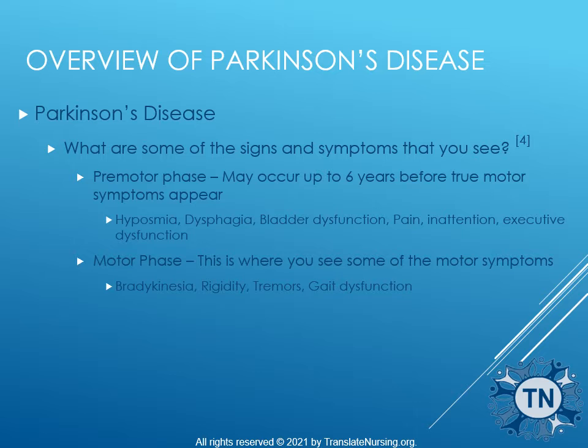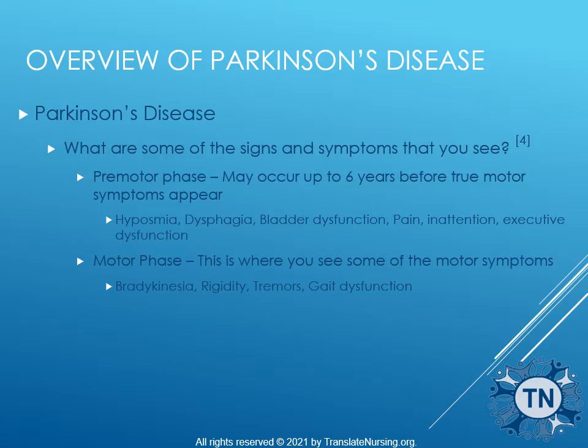Now, some of the signs and symptoms that you may be looking for when patients start to have Parkinson's disease include those of the premotor phase, which may occur up to 6 years before true motor symptoms actually appear. Now, this list is not comprehensive by any means. However, some of the things you may see include general dysphagia, bladder dysfunction, generalized pain, inattention, as well as some executive dysfunction issues.